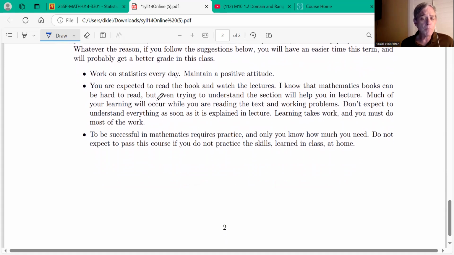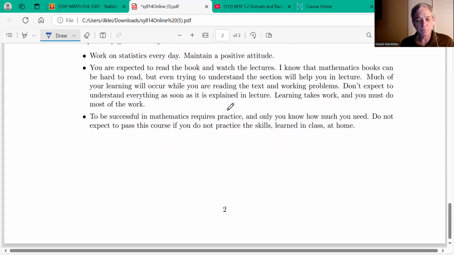Okay. Plan on reading the book and watching the lectures. Sometimes people just kind of jump in and try the assignments without doing any prep work, and it goes a lot harder for them. You do need to practice. Math and statistics are subjects that do necessitate practice.